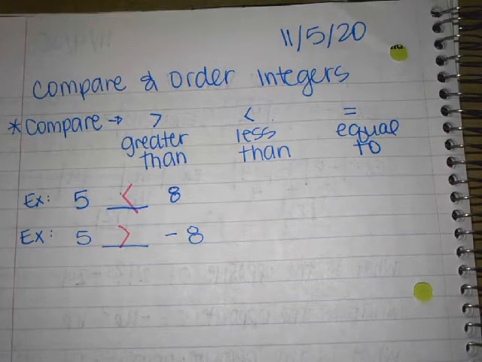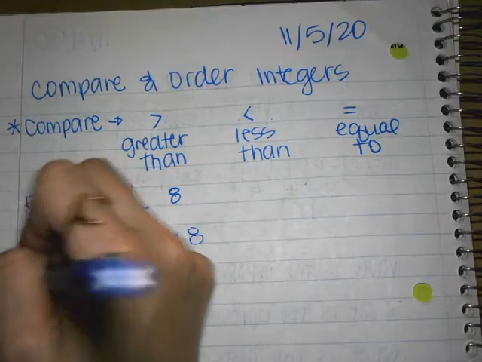Wait, when you're doing a negative number compared to a negative? I will get there, bud. We're not there yet. I will get there.